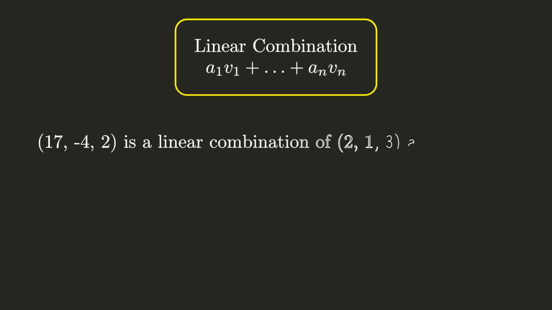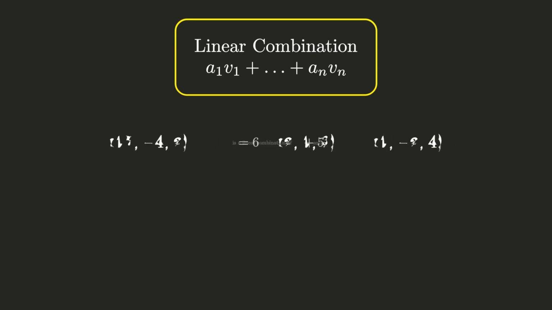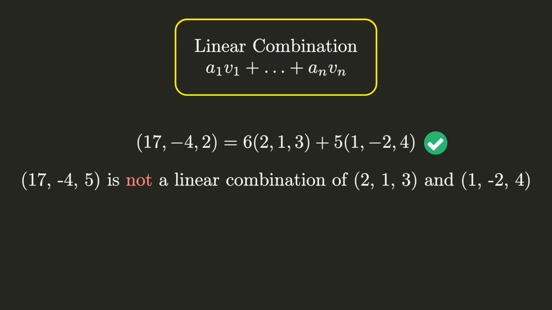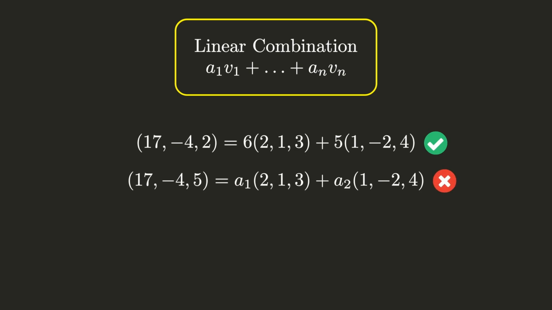As an example, (17, -4, 2) is a linear combination of these two vectors because we can find the right coefficients to generate it. (17, -4, 5), however, is not a linear combination of these two vectors because we cannot find the right coefficients.